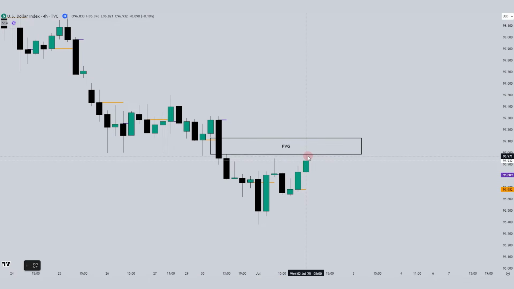Next, I highlight the PDL and PDH. This is important. Before the New York open, these zones can be shifted if the price goes beyond the current extremes. I always review the levels before the session.